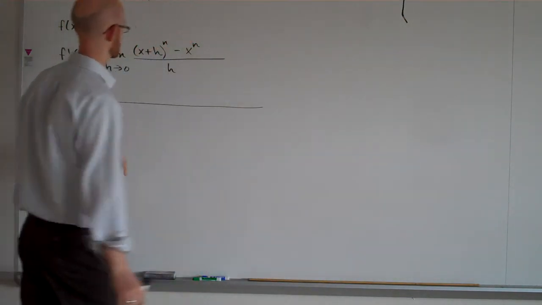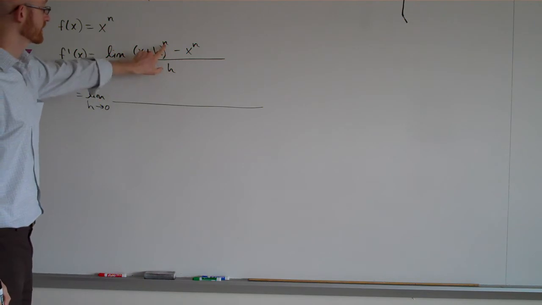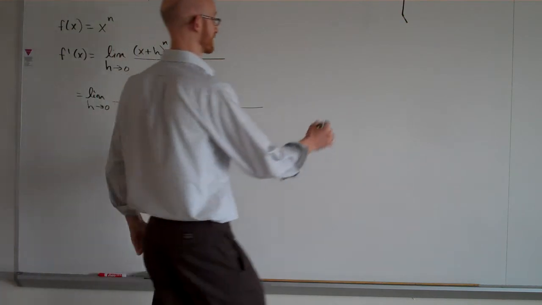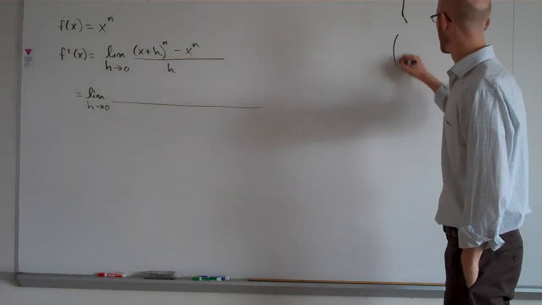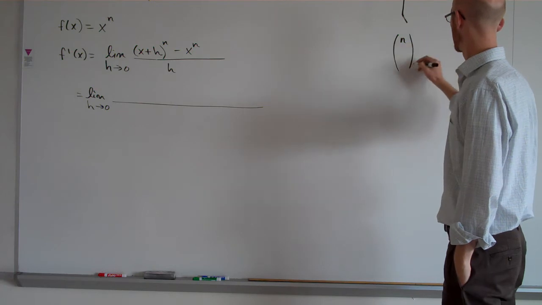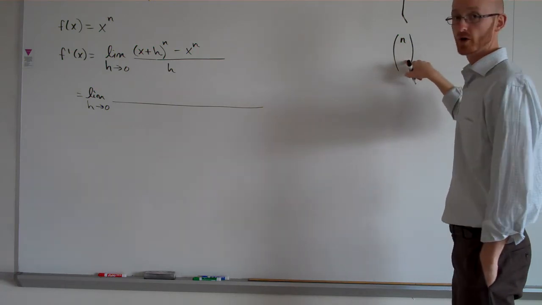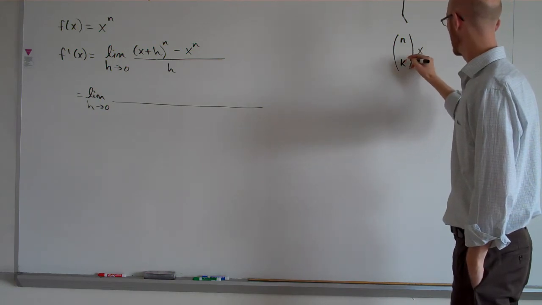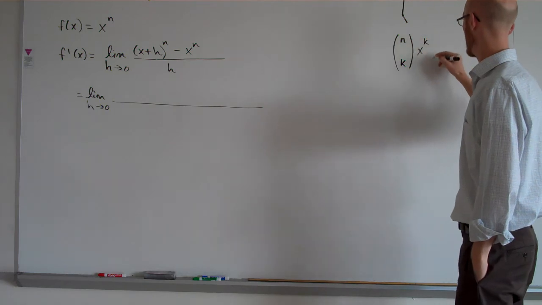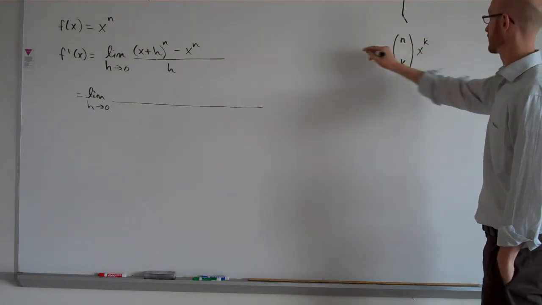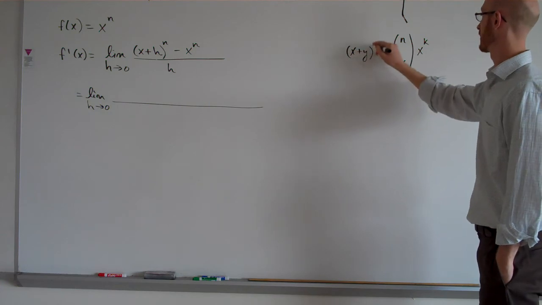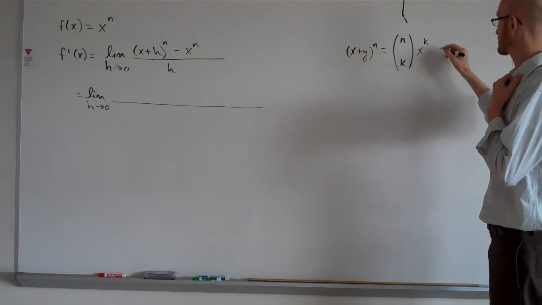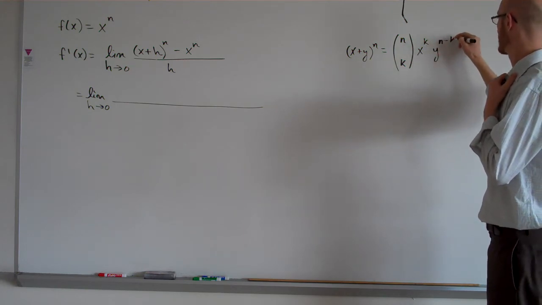So the first term in the binomial expansion of this clearly is x to the n. But remember the binomial theorem, for each term we'll have n choose k, and that'll be x to the k if we're doing x plus y. Right. So each term will be n choose k, x to the k, y to the n minus k.